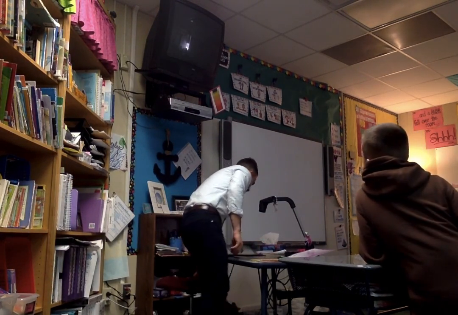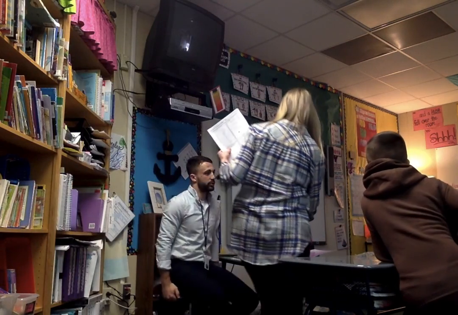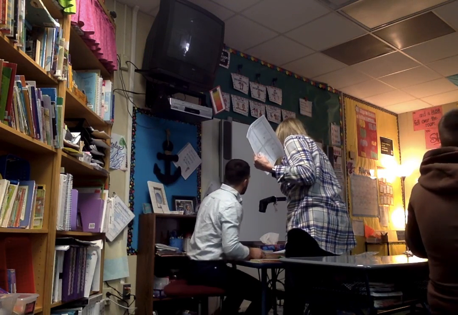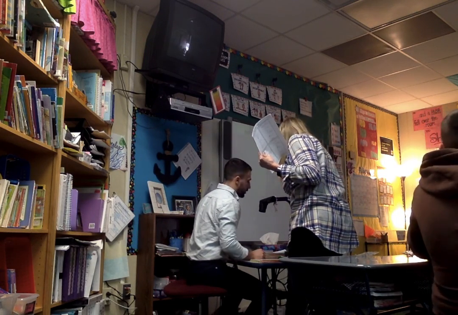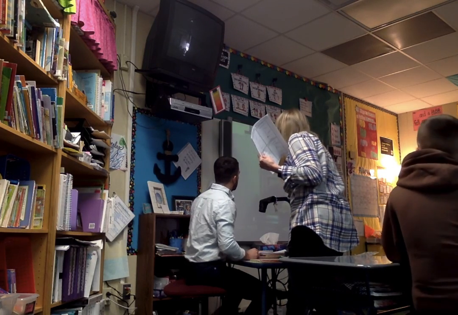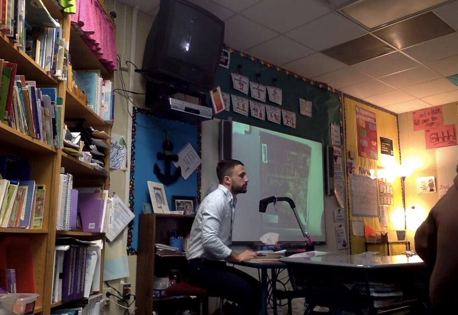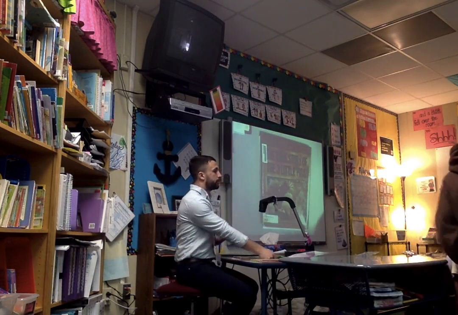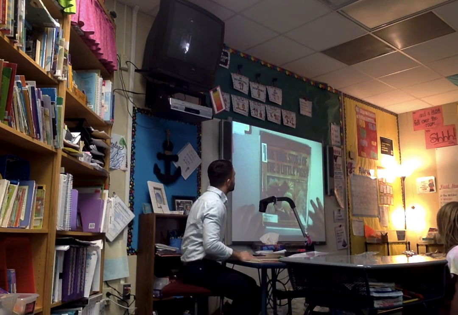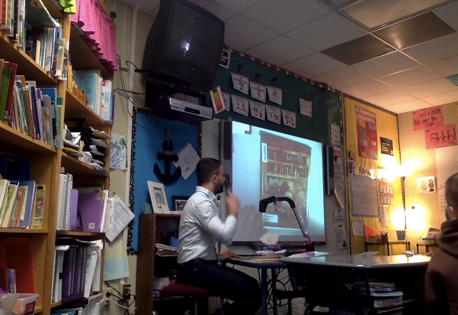What is this one? This is the true story of the Three Little Pigs, by the wolf. Okay. So, what do you guys notice about this cover? It's the wolf. It's by the wolf. Who's writing this? The wolf.